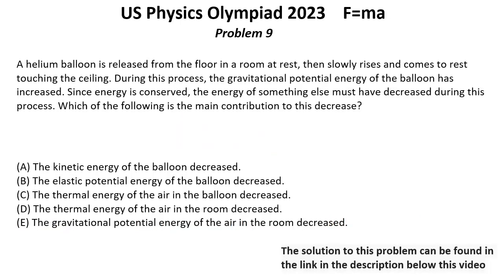Problem number 9. A helium balloon is released from the floor in a room at rest, then slowly rises and comes to rest, touching the ceiling. During this process, the gravitational potential energy of the balloon has increased. Since energy is conserved, the energy of something else must have decreased during this process. Which of the following is the main contribution to this decrease?